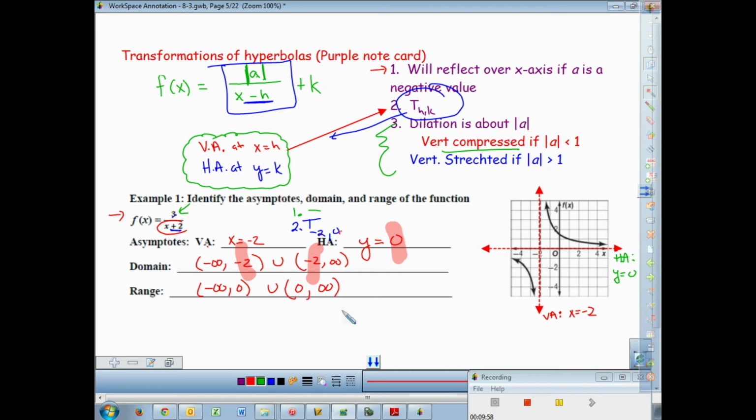Remember reading the graph. Range is low to high, and domain is left to right. Cool? So check this, left to right. Doesn't it go from -infinity all the way up to -2? And then you got to start over again from -2 to positive infinity, and then low to high, -infinity to 0. Start over at 0 and go up to positive infinity. Cool? So let's try some more.